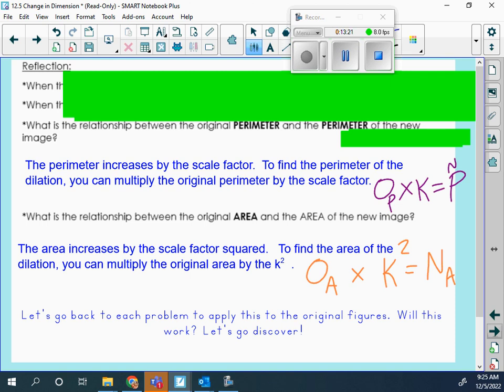Find the area of the dilation. You multiply it by the area K squared. Okay? After you finish writing that down, we're going to go back and make sure that that's true. Because remember, I was saying, look for a pattern. Easton? I said, look for a pattern.